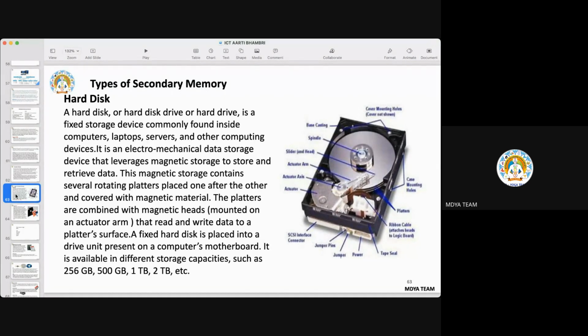the platter surface. A fixed hard disk is placed into the drive unit, and one hard disk is there in your computer system or desktop system. But if you want to replace it, you can replace it. If its capacity is fully utilized, you can take out the hard disk and place a new hard disk, or you can increase the storage capacity as per your need. So it is available in different storage capacities depending upon your requirement, 250 GB to 1 terabyte or 2 terabytes.